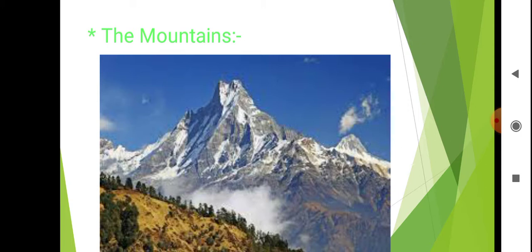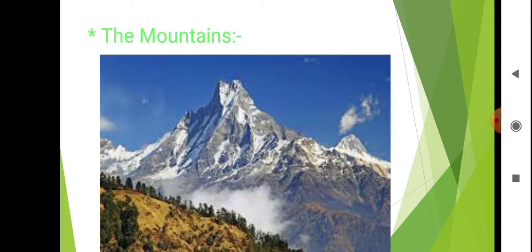young mountains. Some mountains are low in height and their peaks are rounded. They are called the old mountains. The Aravalli is an example of old mountains.